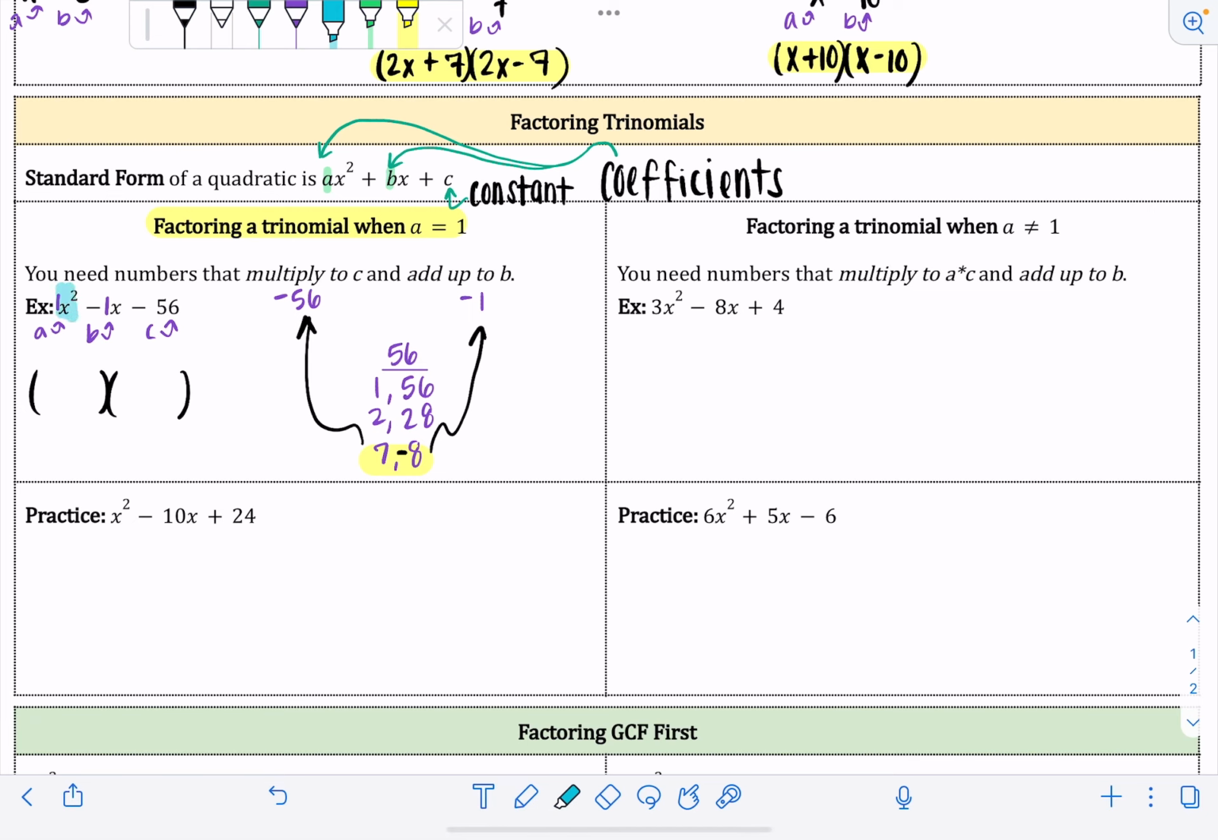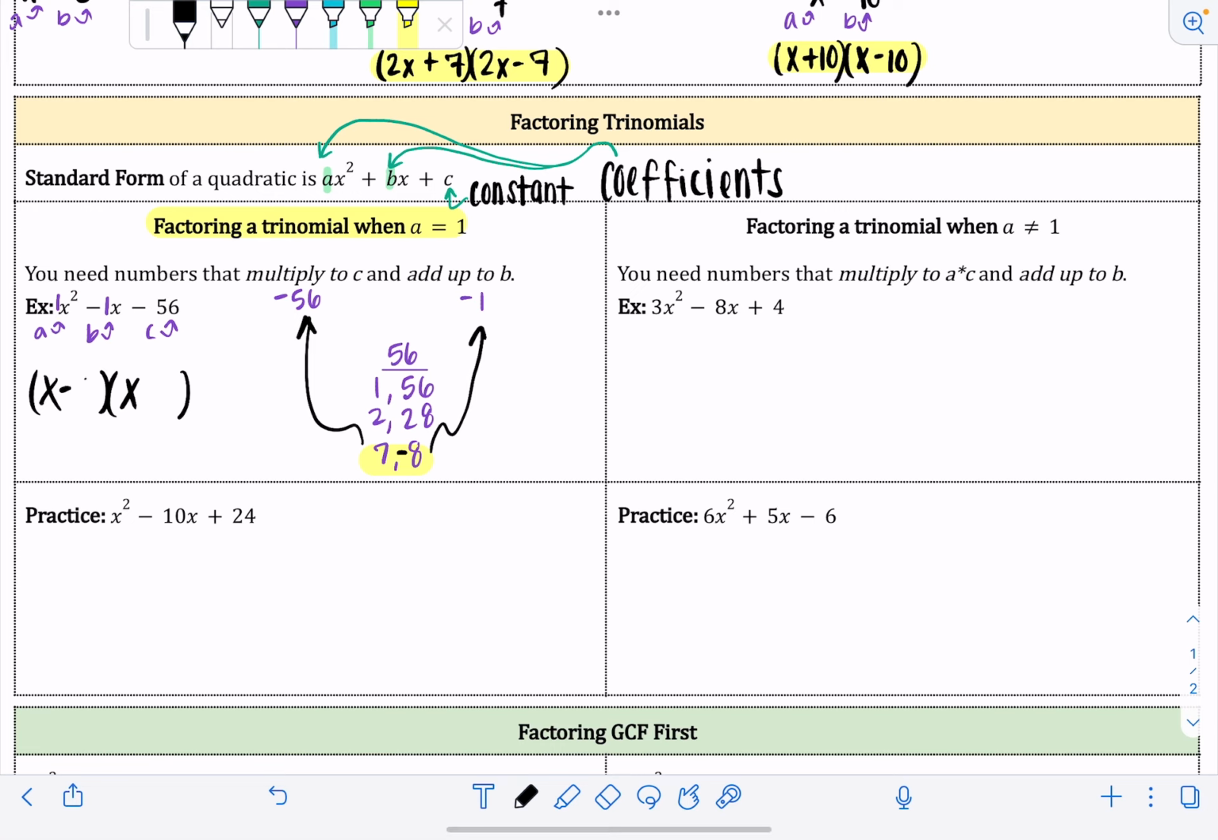this first x squared is just going to break down into x and x. You don't have to worry about what number you're putting in front of it. It's always going to be x times x, because if you were to FOIL it, x times x is just 1x squared. I don't want any coefficients. And then the numbers that we found that multiplied to negative 56 and added up to negative 1 fill in the rest of the parentheses.